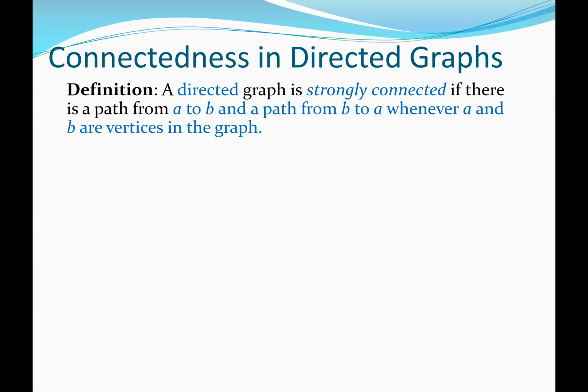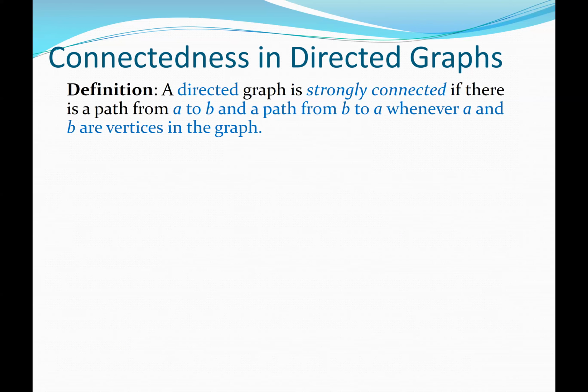Now we look at connectivity in a directed graph. So in a directed graph, we have strong connectivity versus weak connectivity, because a directed graph has direction. It's not like an undirected graph where you can move freely.